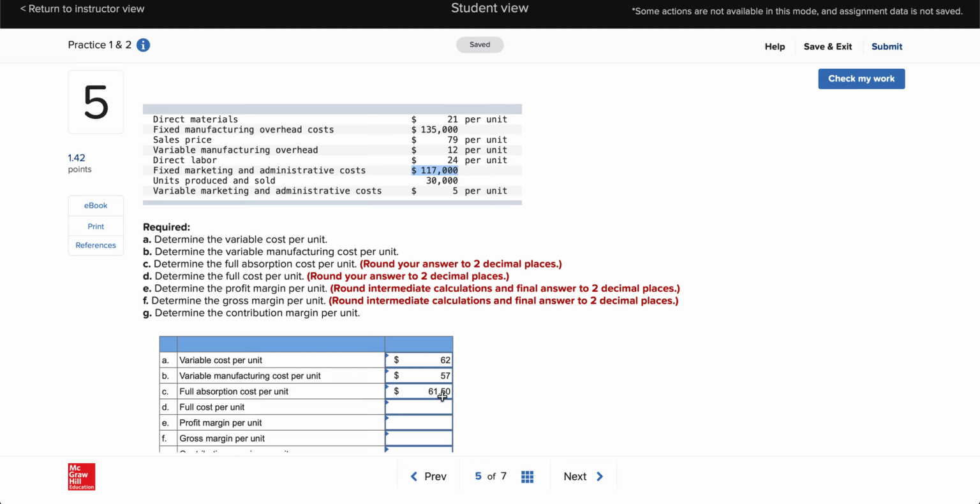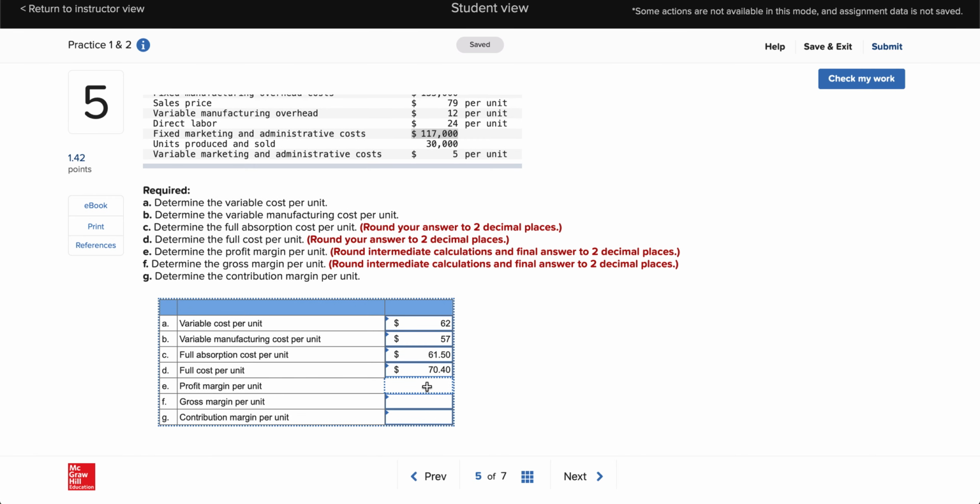So the $61.50 includes our direct materials, direct labor, and factory overhead. And we just want to add the marketing and administrative cost to that. That adds another $8.90. So we have $70.40 here.